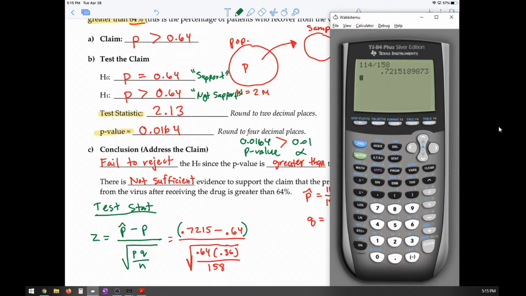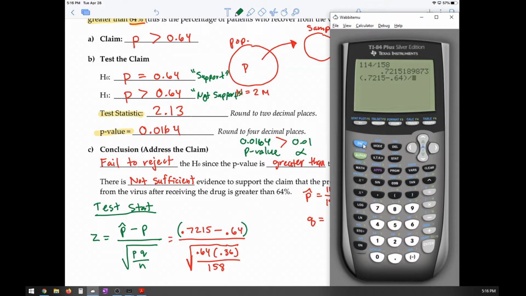So again, if you want to put it into one expression, you have to put those set of parentheses around the numerator. Otherwise, you're going to get the wrong answer. So parentheses 0.7215 minus 0.64, and then close parentheses, right? And then we're going to need the division bar, which is just the fraction bar, which is just a division sign. And then square root.